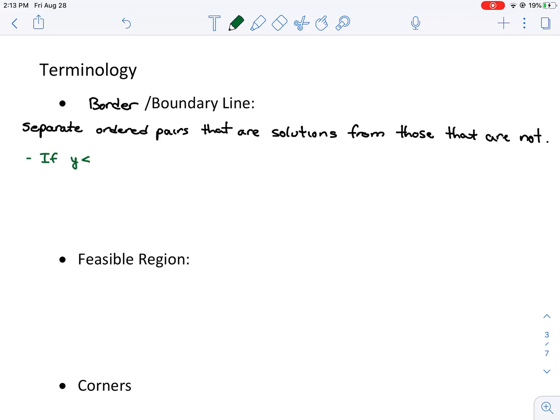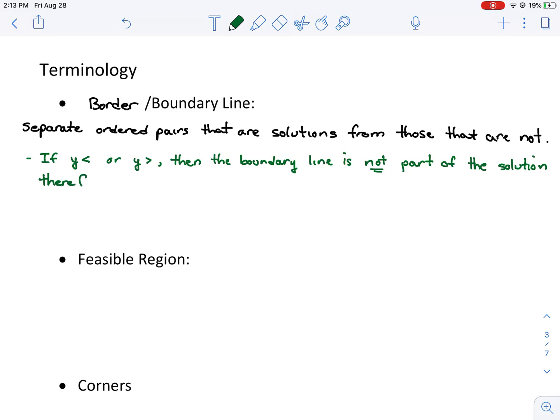So if you have y is less than or y is greater than some expression, then the boundary line is not part of the solution. Therefore, it is a dashed line.